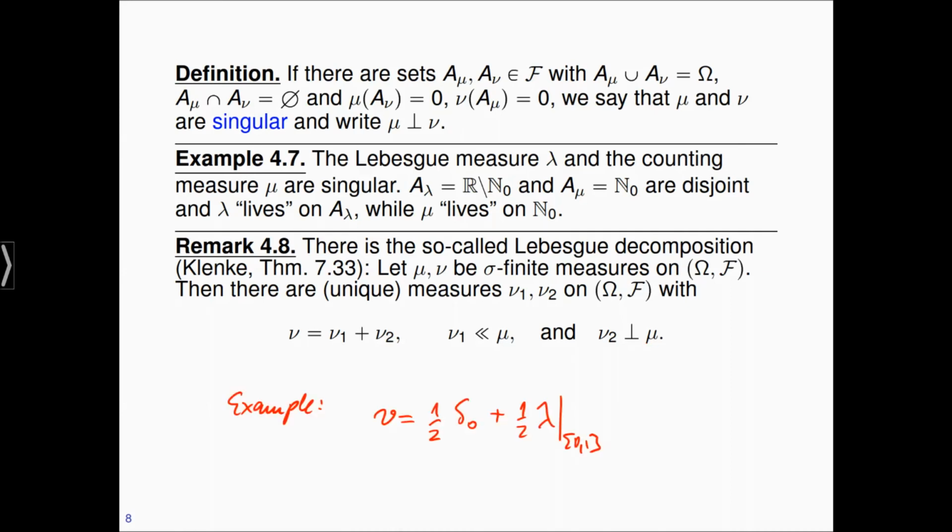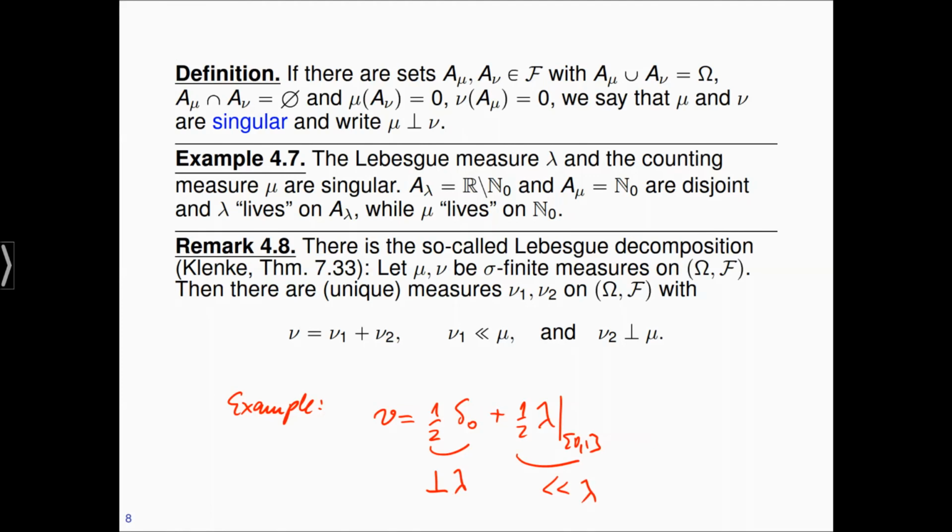Think of the following example, and we had examples like this in the introductory course. Assume that you have a point mass at 0, which has mass 1/2, and then we have the uniform distribution on the interval 0, 1, which is nothing else but the Lebesgue measure restricted to the interval 0, 1, and this also gets a factor of 1/2. And then if you take as a reference measure the Lebesgue measure, then this part here is absolutely continuous with respect to the Lebesgue measure, obviously, and this part here is singular with respect to the Lebesgue measure.